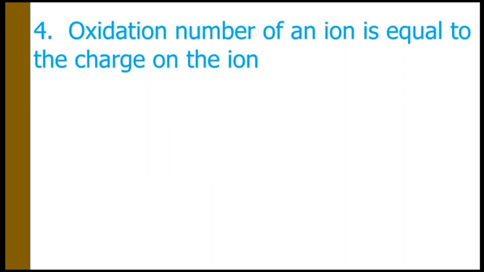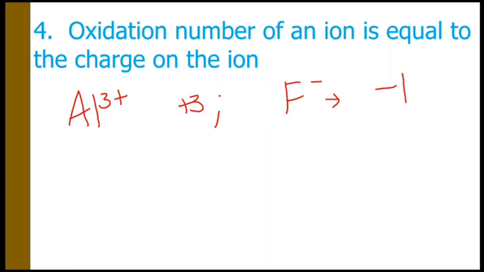The fourth rule says the oxidation number of an ion is equal to the charge on the ion. So, for example, if I wanted to get the oxidation number of aluminium, that ion is going to be +3. If I have F minus, the oxidation number is going to be -1. Remember, an ion can also be made up of many different atoms.